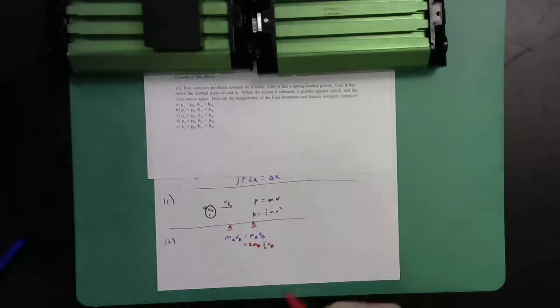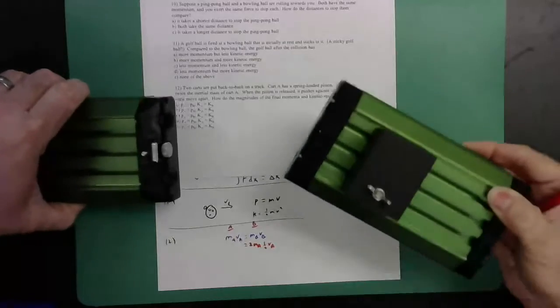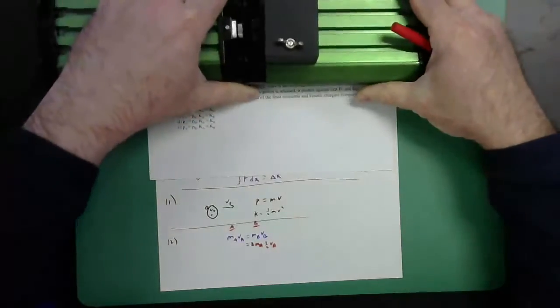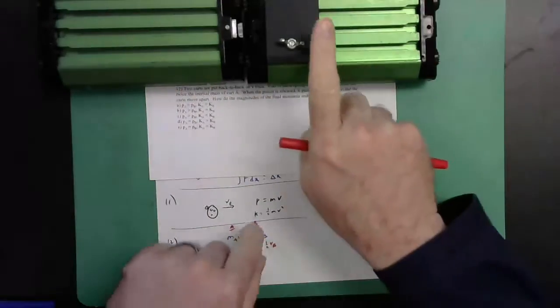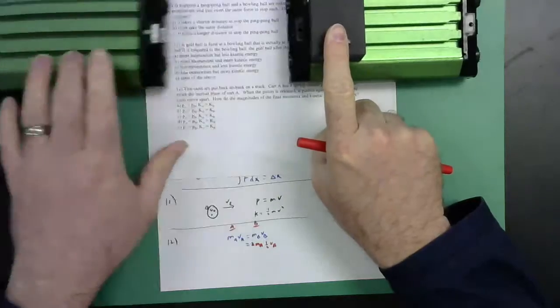Is that true? I've got my left and right flip-flopped here, so I'm going to turn this around. Cart A is the cart with the spring, and cart B here is the one that's twice the mass. So the point is, from this, we know that the guy who's twice the mass will move with half the velocity, right? And this guy will go twice the velocity, right?